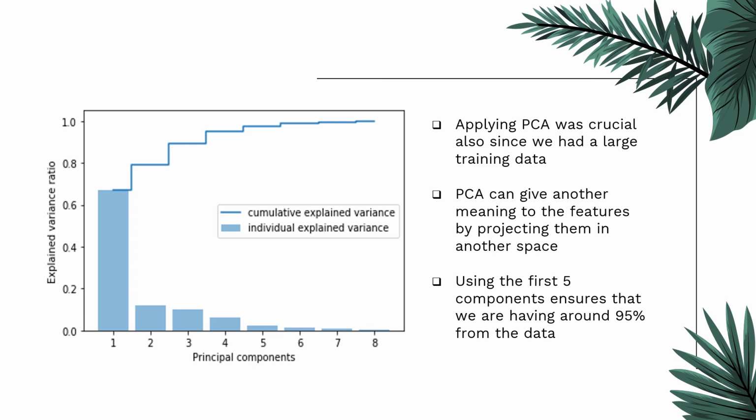The other idea was to add PCA since we are dealing with high dimensional data. More than that, projecting the data into a new vector space could give another meaning to the features. On the other hand, using the first 5 components ensures that we retain around 95% of the data, so we are not losing any information from our training dataset.